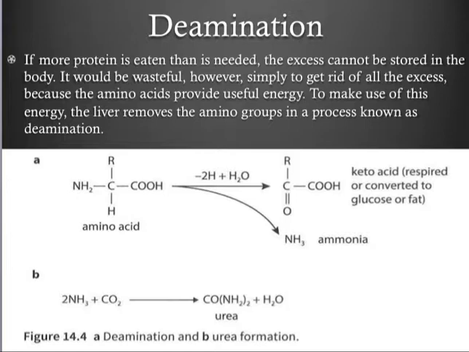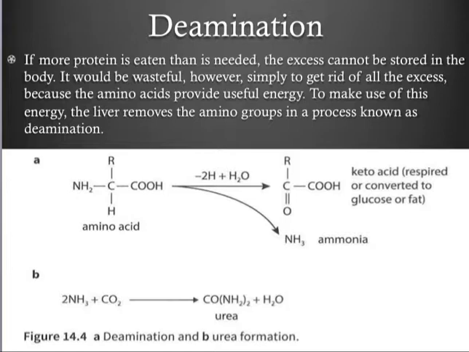This figure, figure A, shows how deamination takes place. So in the liver cells, the amino group of an amino acid is removed, together with an extra hydrogen atom. And these combine to produce ammonia. The keto acid that remains may enter the Krebs cycle and be respired, or it can get converted to glucose or converted to glycogen for fat storage.